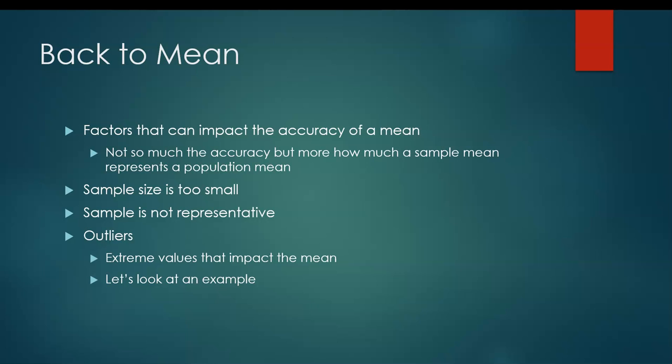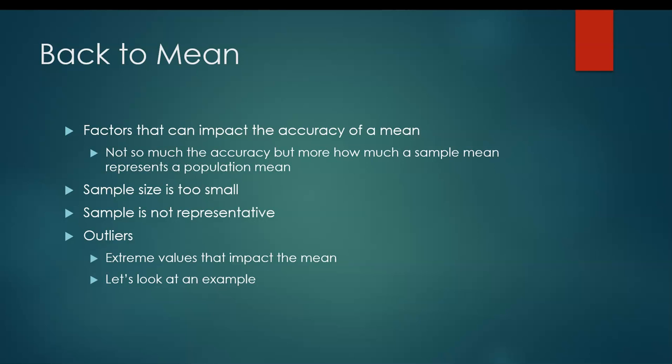And I've seen studies where sample size was ridiculously small, and it really does compromise the generalizability of the results back to the population. You could also run into a situation where your sample is not representative of the population. Just like the example that I talked about with using the average age of graduate students to represent the average age of all students at Central, that would not be a representative sample. And then I've talked about outliers. These are extreme values that impact the mean. And those extreme values that impact the mean can also impact the variance and the standard deviation.